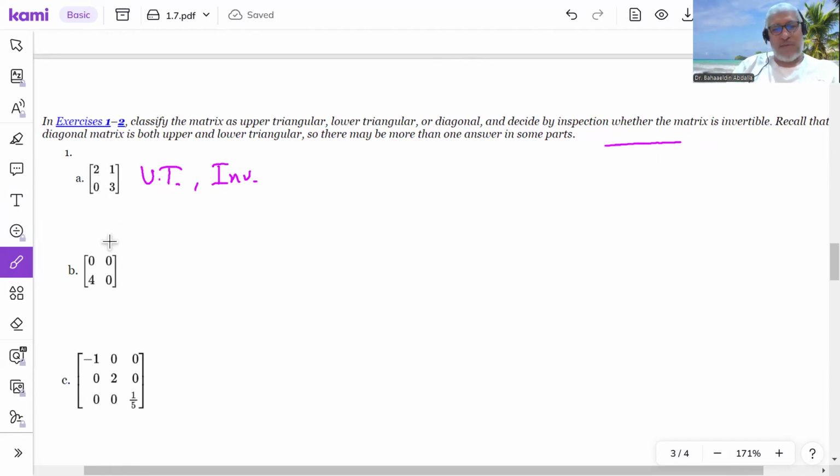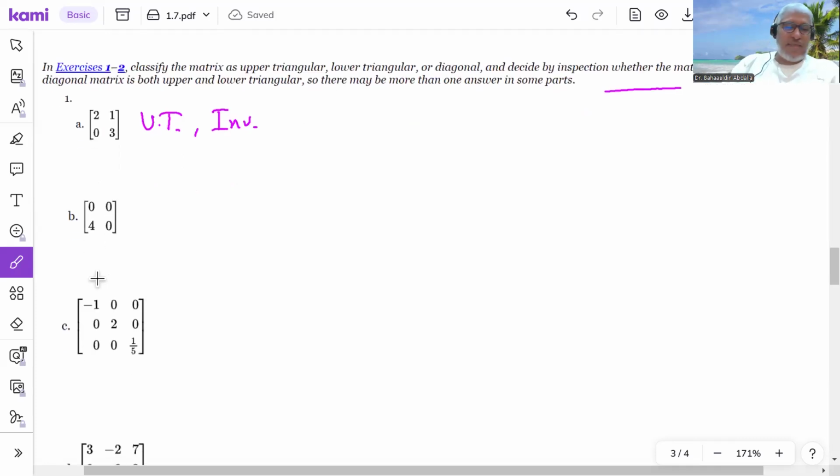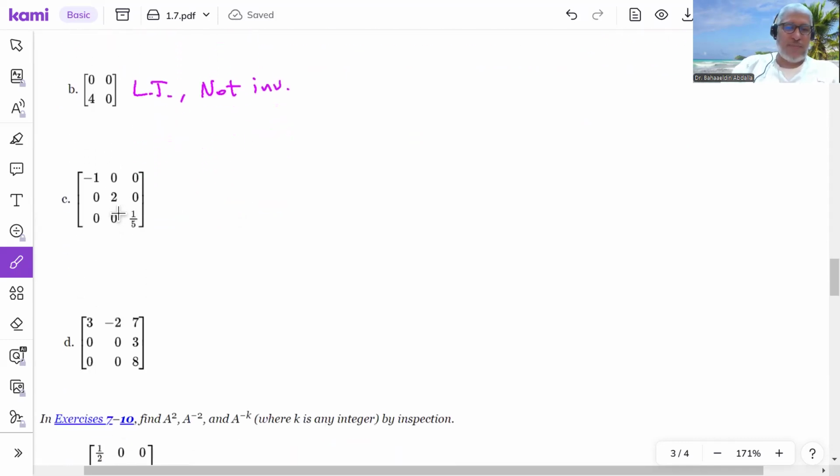That's it. Okay. This matrix, forget about the main diagonal. I have 4 here and 0 here. So it's lower triangular because I have a number here while this is a 0. So above the main diagonal zeros. It's not invertible because I have zeros on the main diagonal. So the inverse does not exist.